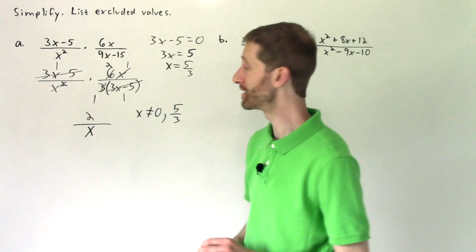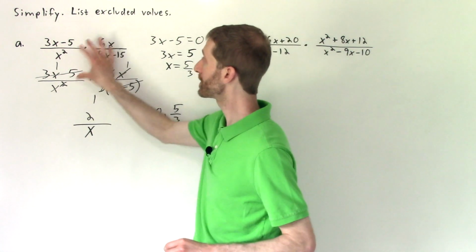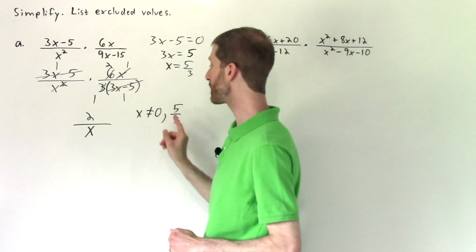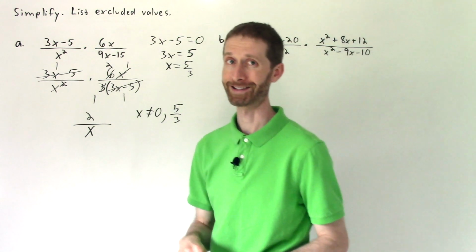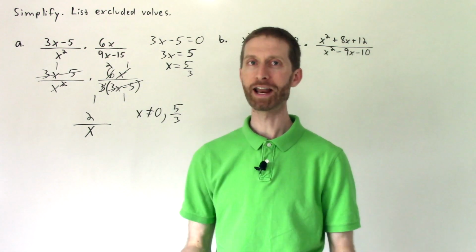What that means is we now have that all of this simplifies down to 2 over x so long as we don't use values of x equals 0 or 5/3. Nice. Go piece by piece, divide out part by part.